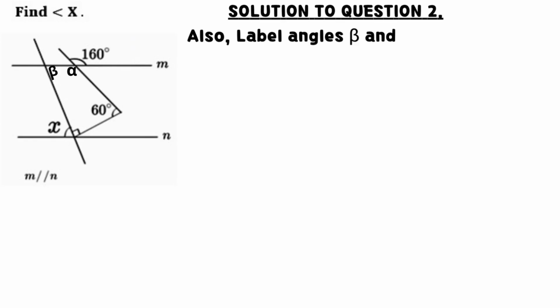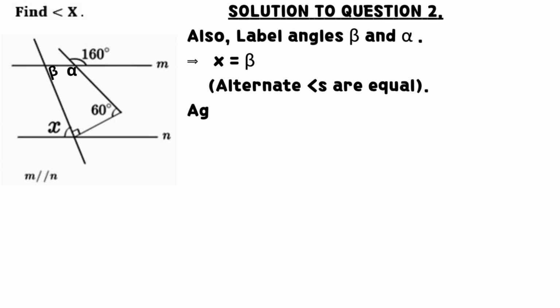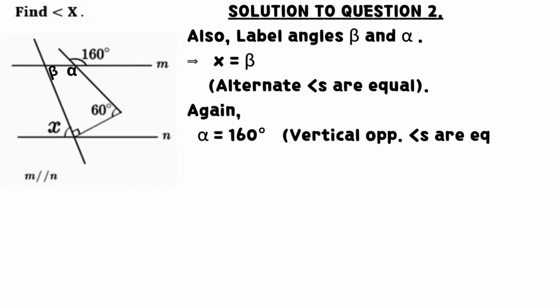Solution to question 2. Label angles beta and alpha. This implies that x equals beta. It is because alternate angles are equal. Again, alpha equals 160 degrees. This is because vertical opposite angles are equal.